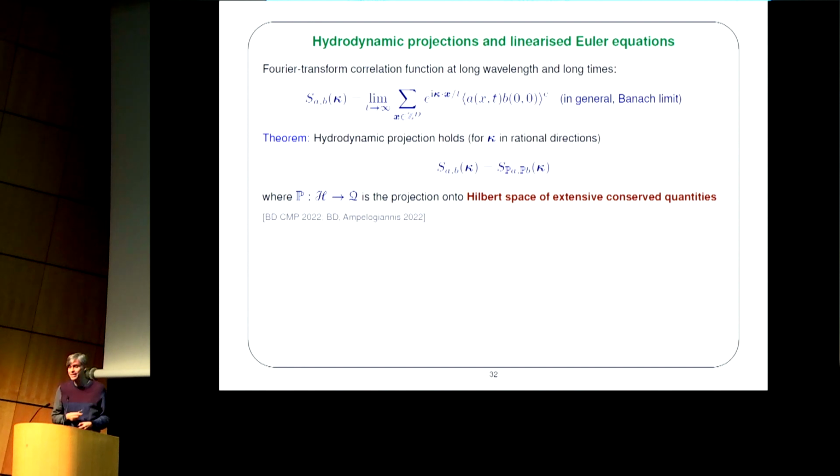In other words, you evaluate that on any observables A and B. The result is continuous in that Hilbert space of extensive observables. And the result actually is the same as the result of the projection of these observables on the space of extensive charges. In other words, you don't need to know all the correlation functions, you just need to know the correlation functions of conserved densities.